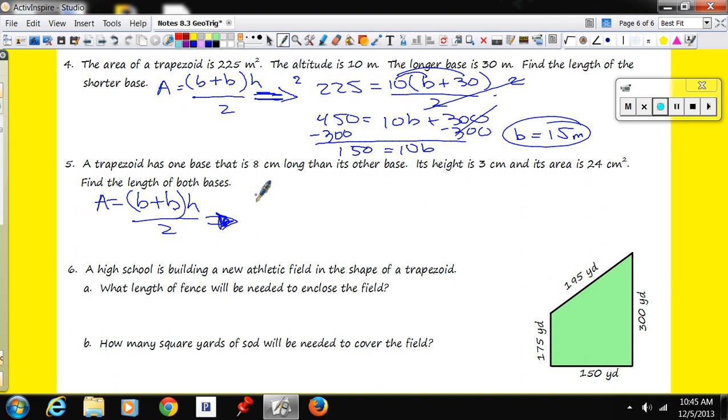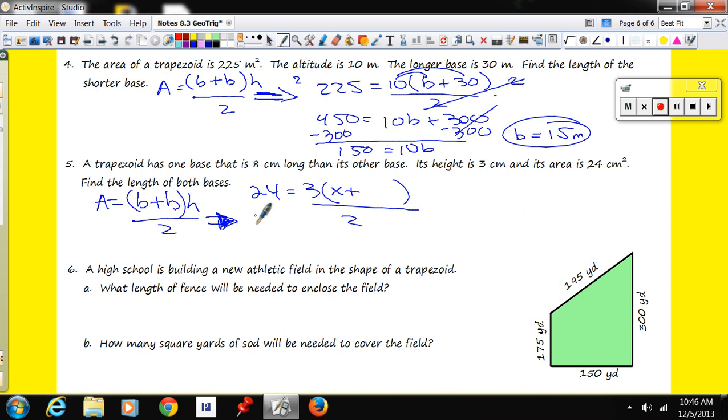Again, they gave us area, which is 24. Did they give us H? Yeah, 3. Did they give me my bases? No. Neither base. So I just put B plus B? B plus 2B? Is it what? 8x plus B? 2B plus 8? B1 plus B2. Okay, so let's pretend that my first base is x.